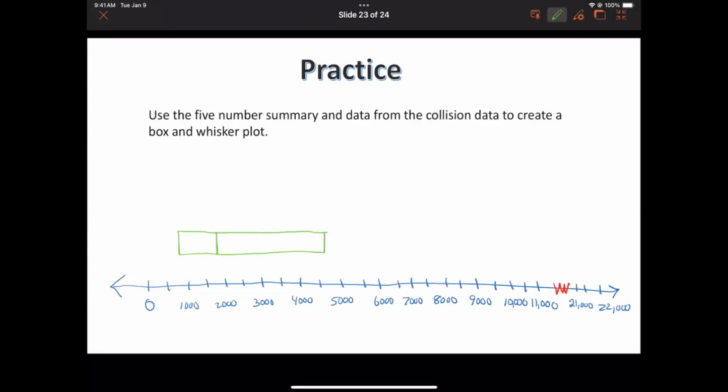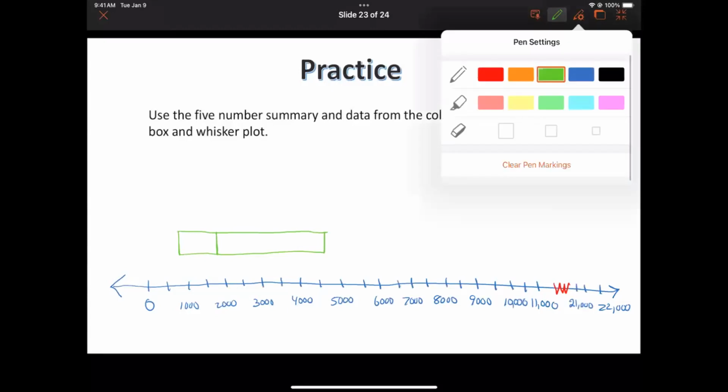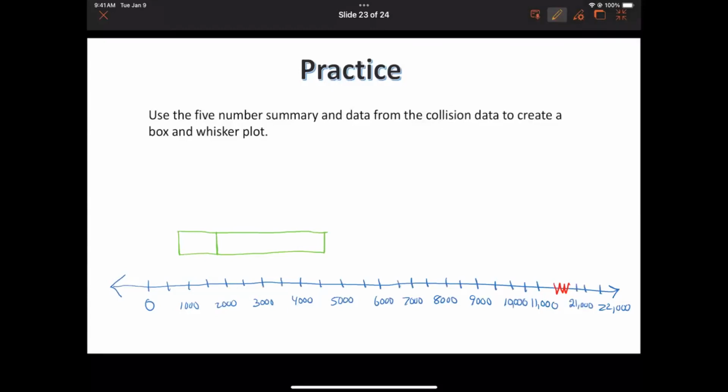It's okay if you make it taller than mine. It can be more boxy, whatever you want to do. I'm going to change colors just because I like to do that. I need to label my fences. I'm going to do the upper fence first because it's easier. My upper fence was 10,567, so my upper fence is approximately right here.